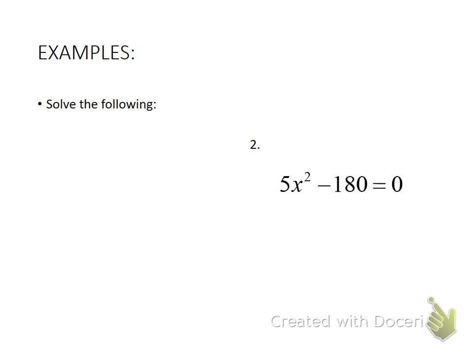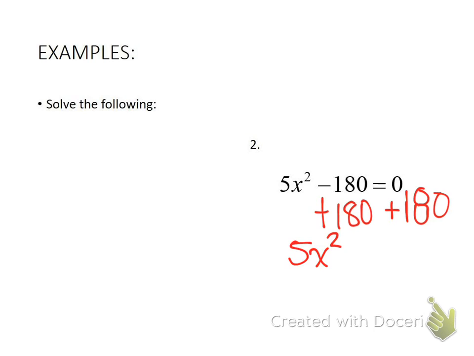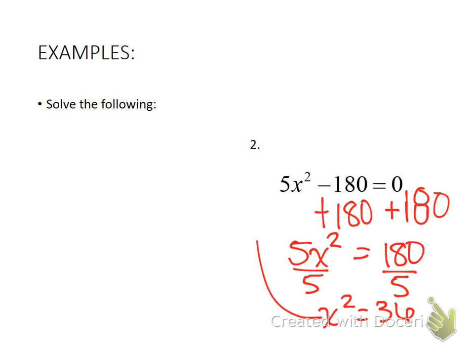Alexis? Very good. This is going to bring back like our Algebra 1 skills. We add 180 to both sides. That leaves us with 5x squared equals 180. What would happen next? Divide by 5. Divide by 5. What's 180 divided by 5? 36. So we have x squared equals 36. I'll rewrite that up here so we can see it a little better.